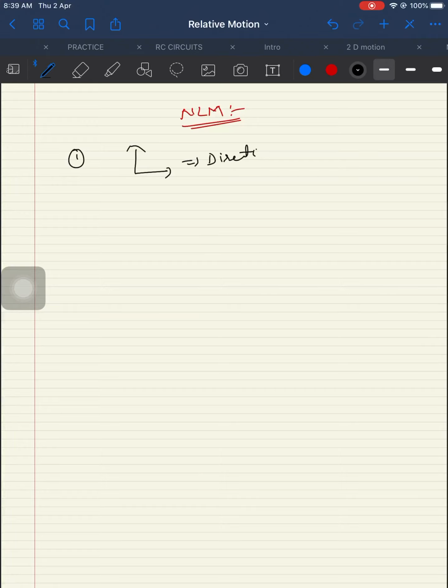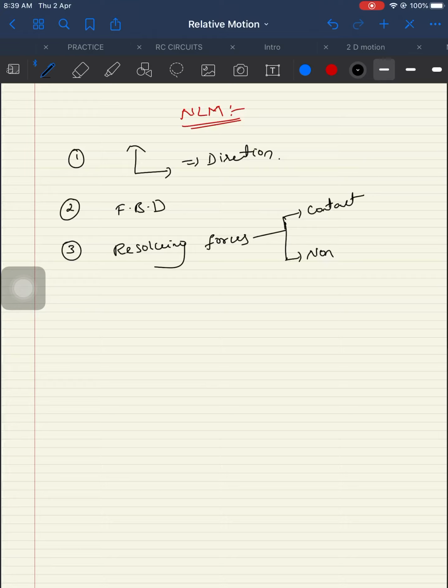Directions. And the second one, free body diagram. And the third one, resolving forces. The forces are of two types: contact and non-contact. So what are the contact and non-contact types, and resolving these forces along the directions. Okay, so these are the main important things when we solve Newton's laws of motion.